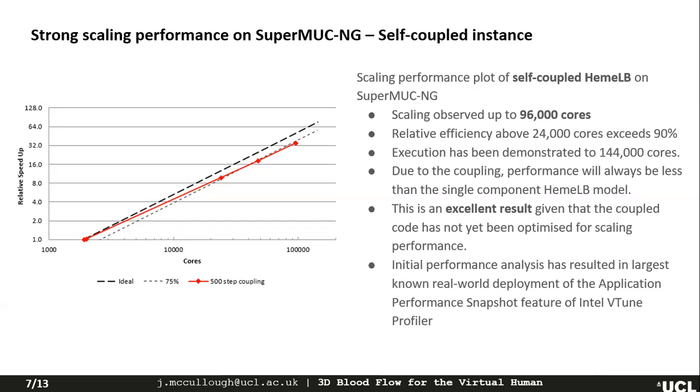We also, as part of generating these results, in this 96,000 core case, discovered that we ran the largest known real-world deployment of the Intel vTune profiling tool. This is, I guess, a demonstration that those tools do work at very large scales, and it helped us to identify a couple of issues that were occurring in our code at that scale.